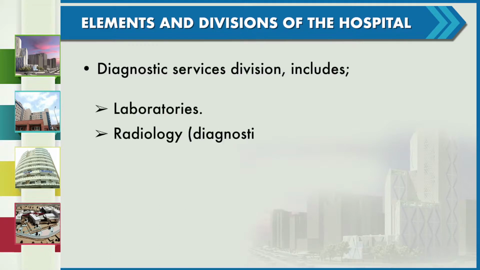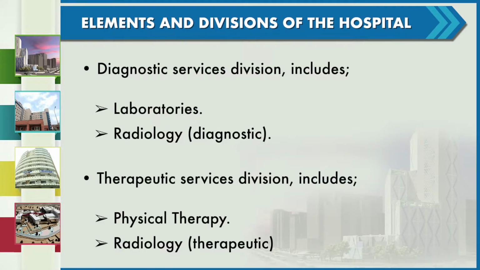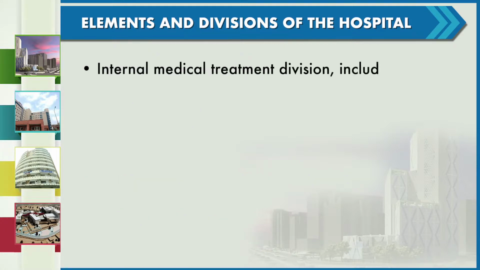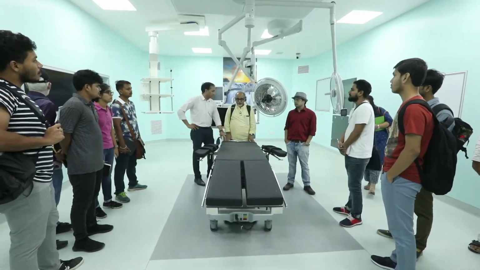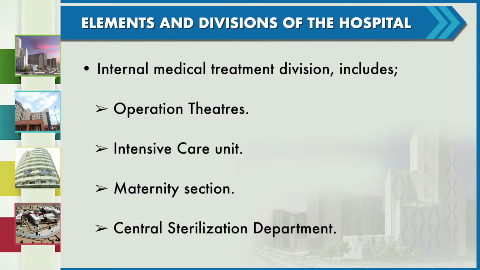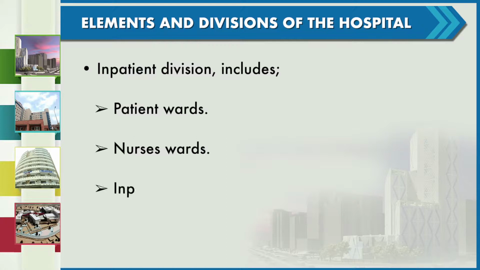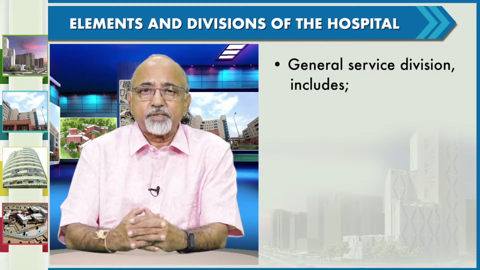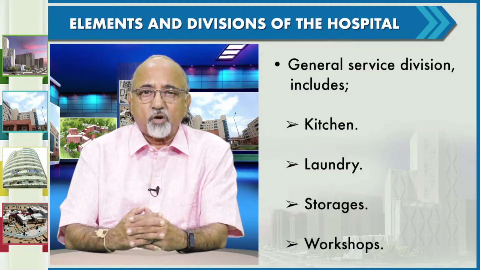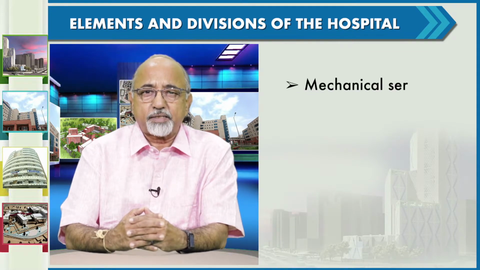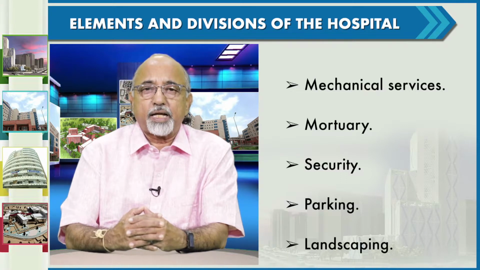Then we have the diagnostic services divisions, which include the laboratories and the diagnostic areas, including imaging and radiology. The therapeutic services division includes physical therapy, radiology, radiotherapy, and the internal medical treatment divisions, including operation theaters, intensive care units, maternity units, central sterilization departments. The inpatient division includes patient wards, nurses stations, and inpatient service support areas. So we have general services divisions, including the kitchen, laundry, storages, workshops, mechanical services, mortuary, security, parking, and landscape areas.